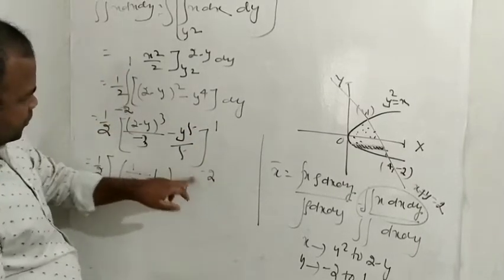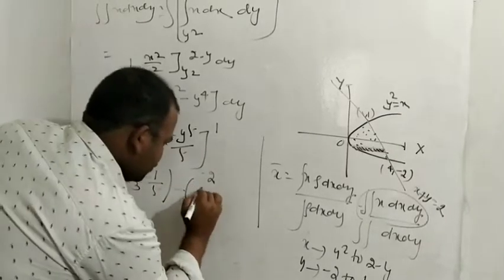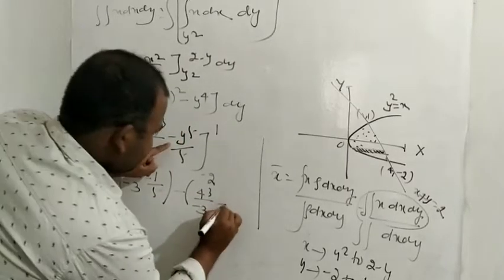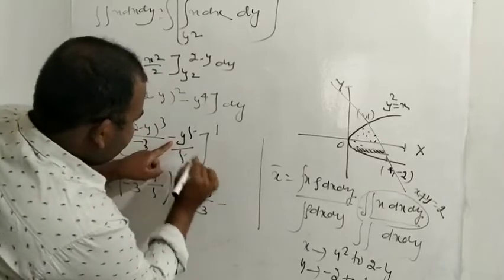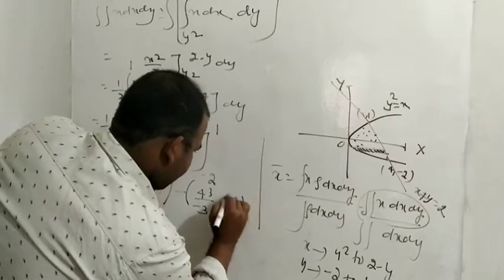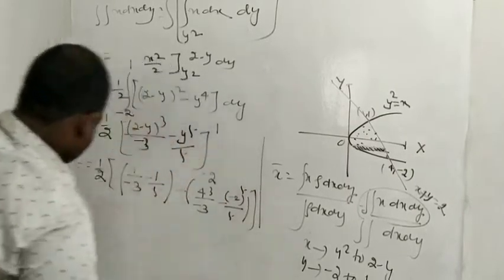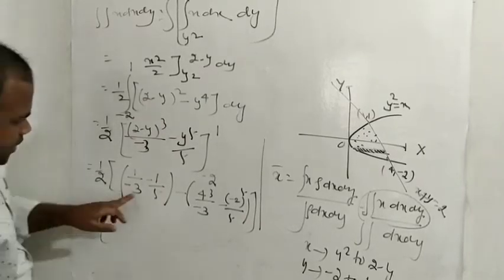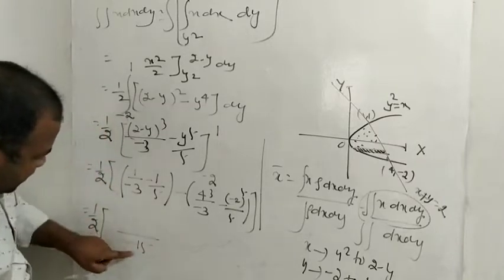So this is, 2 minus of minus, so this is 4. So this is 4 cube upon minus 3, minus 2 raised to 5 upon 5. Now this one you will simplify, 1 upon 2, and the LCM is minus 15, and this is what?